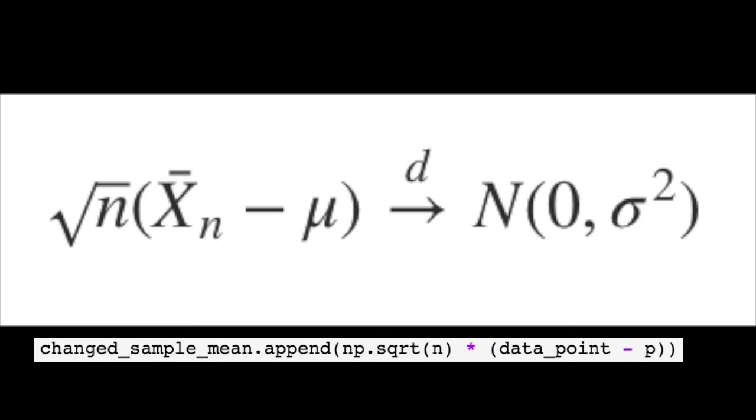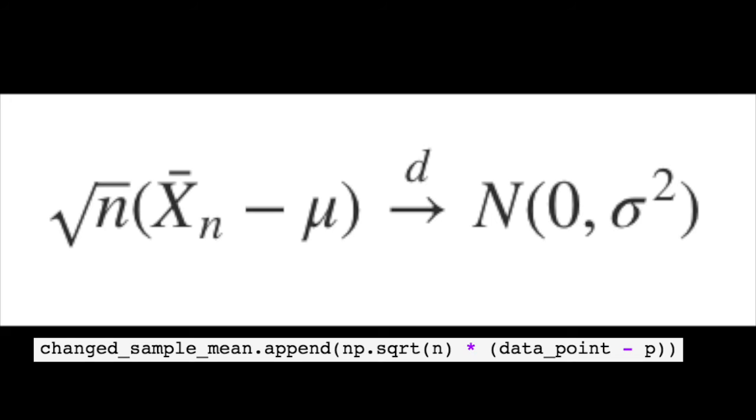on the screen. So the square root of n, which is the sample size, multiplied by x bar of n, which is the sample mean, minus mu, which in our case is p, or the probability, which is 0.5, converges to a normal distribution with mean 0 and variance sigma squared. And so because of this statement, we added to the change_sample_mean list the square root of n multiplied by, in parentheses, data_point, which we previously showed was the sample mean, minus p, or the probability, which is 0.5, which is also mu.